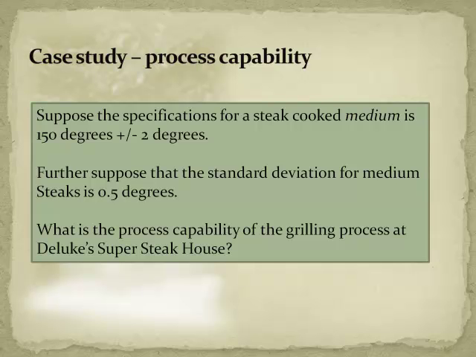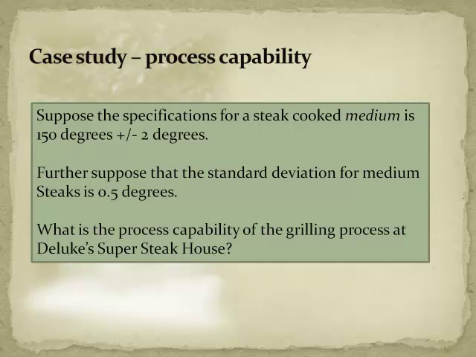So 150 degrees plus 2 degrees is 152 degrees. That's our upper specification limit. And 150 minus 2 degrees is 148, and that is our lower specification limit.